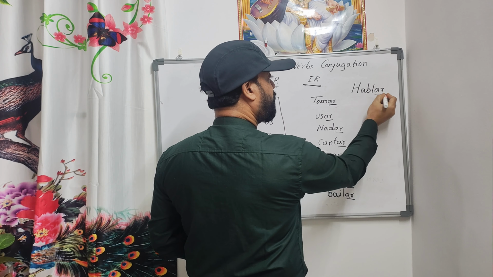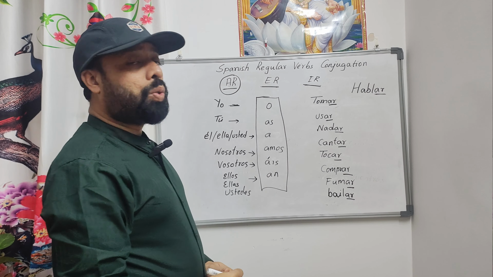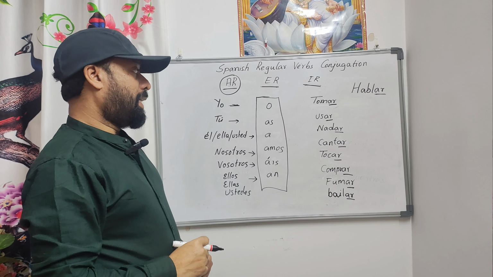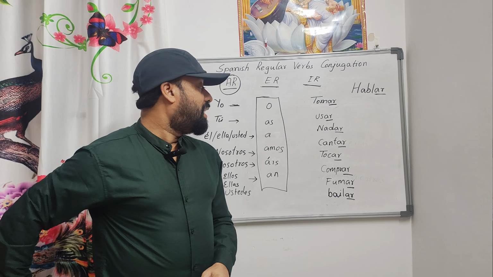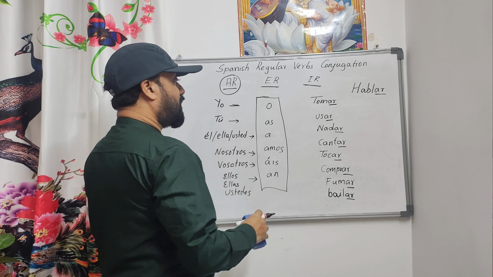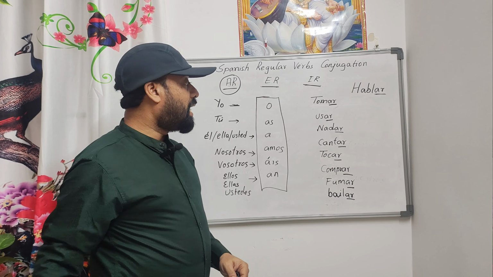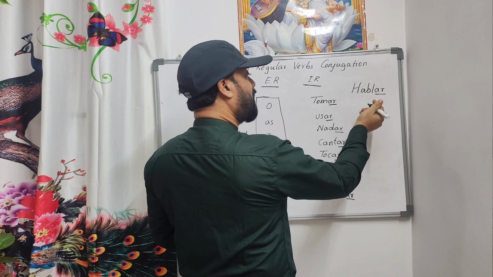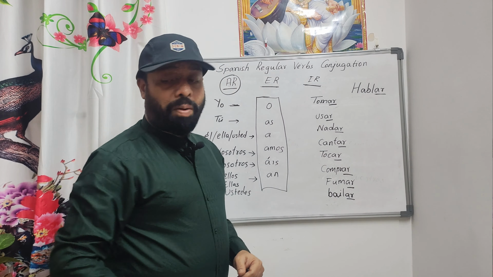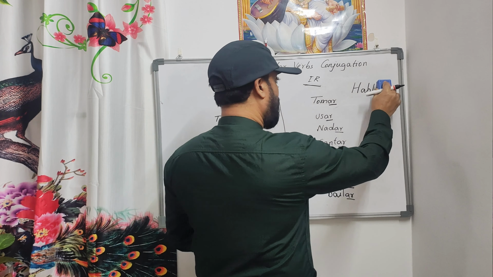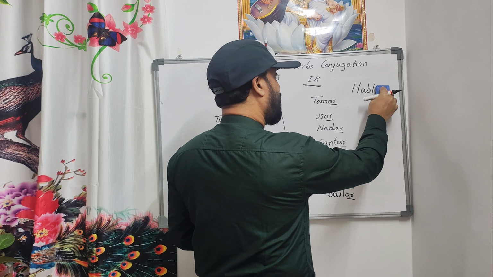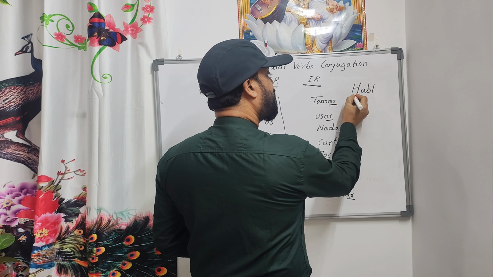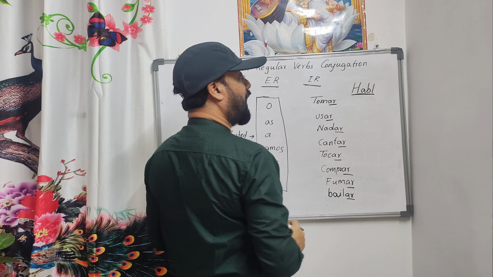Hablar. Okay, hablar means to speak, so that is also an AR ending. Now I'll do one thing. So whatever we have done, we take a little to one side. As it is an AR ending, what I have to do is omit the AR from the verbs. If I omit the AR, our root word or stem word is nothing but HABL.